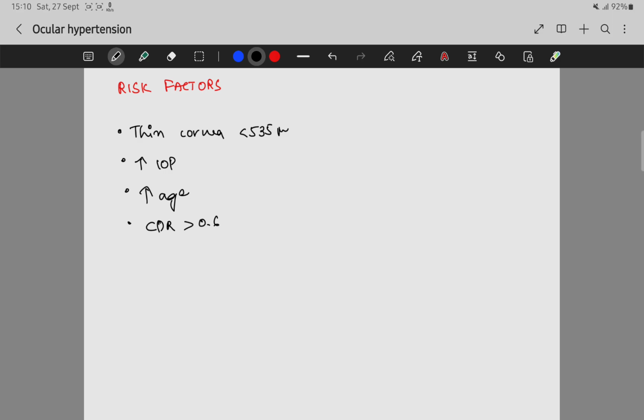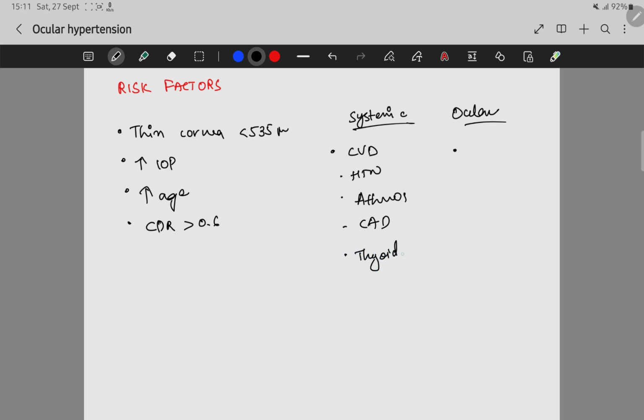Some other risk factors include systemic factors as well as ocular factors. The systemic factors include cerebrovascular disease, hypertension, hypotension, hemodynamic crisis, atherosclerosis, coronary artery disease, and all are systemic. There are also endocrine disorders like thyroid disease and diabetes mellitus, like that.